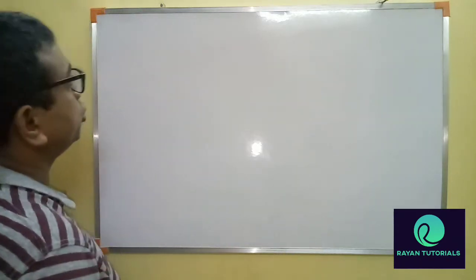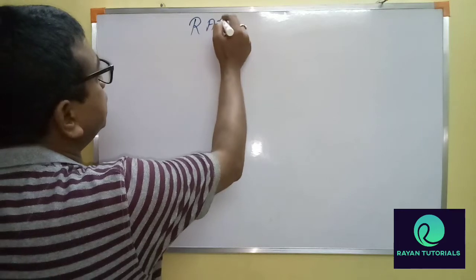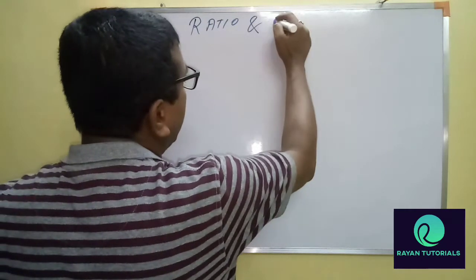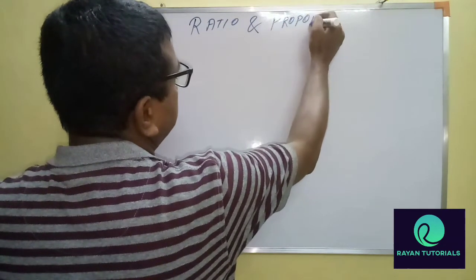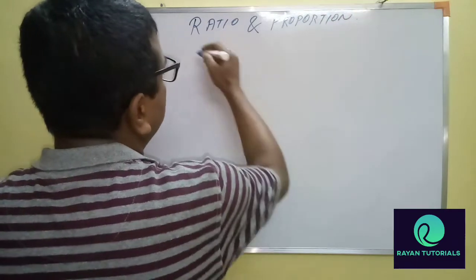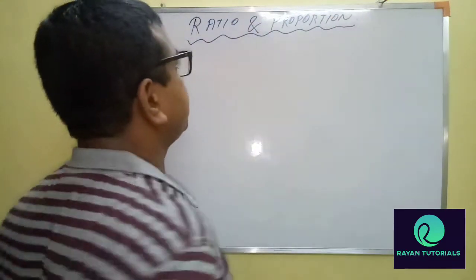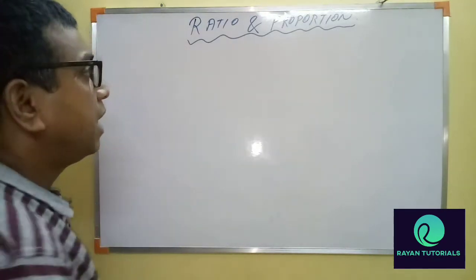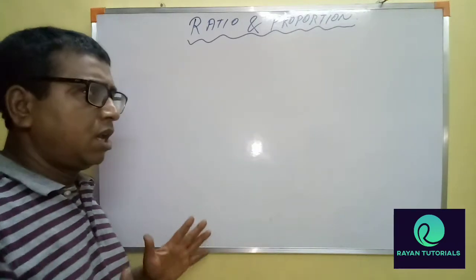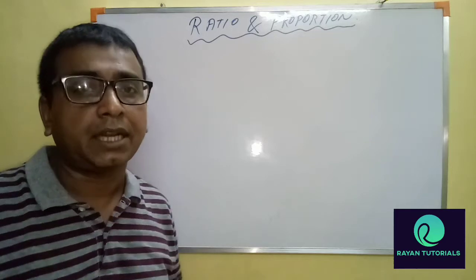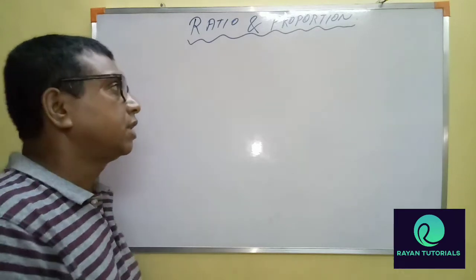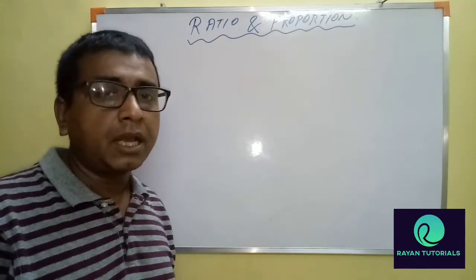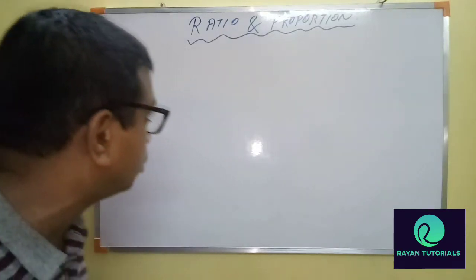Today we are going to study the chapter of ratio and proportion. But according to the ICSE or CBSE syllabus, proportion is taught in higher classes from 9 onwards. This class today I am taking only for the students of class 7, mainly of ICSE board.